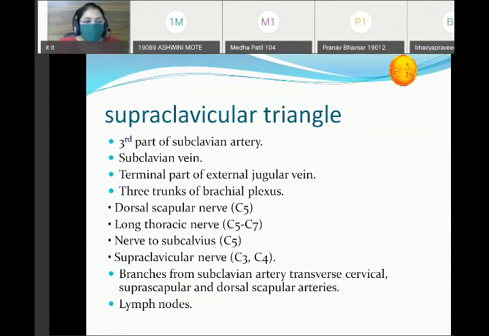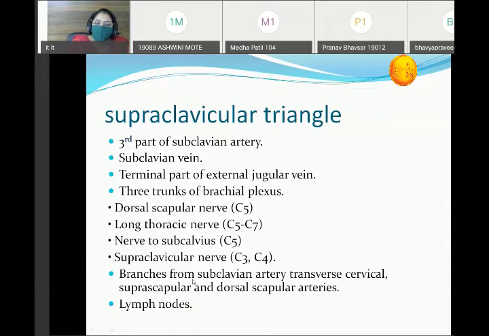So these are the branches from the trunk of the brachial plexus. That is the dorsal scapular nerve, long thoracic nerve. We have studied this in the superior extremity, all the brachial plexus. The nerve to subclavius and the supraclavicular nerve. Where you are seeing the supraclavicular nerve, it pierces the clavicle. The middle supraclavicular nerve sometimes pierces the clavicle.